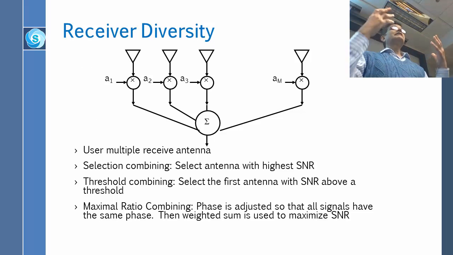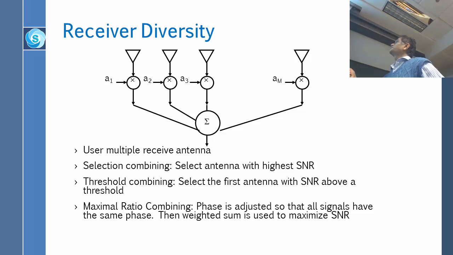Receiver diversity means that the receiver can have many antennas, and when it receives the same signal from this antenna, this antenna, this antenna, that antenna, it could multiply by A1, A2, A3, up to AM and then add them up. Depending upon what values you choose for A1 through AM, you will get some received signal. This is called receiver diversity, because the receiver is putting in many antennas and trying to get as much signal as it can.